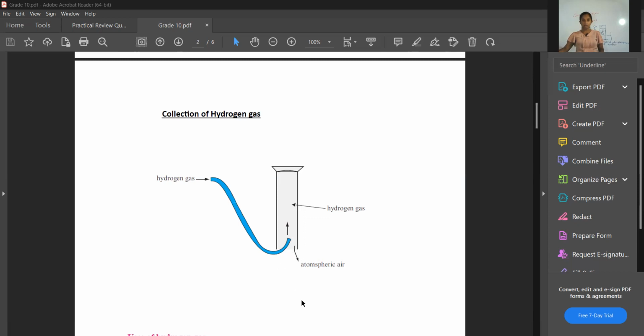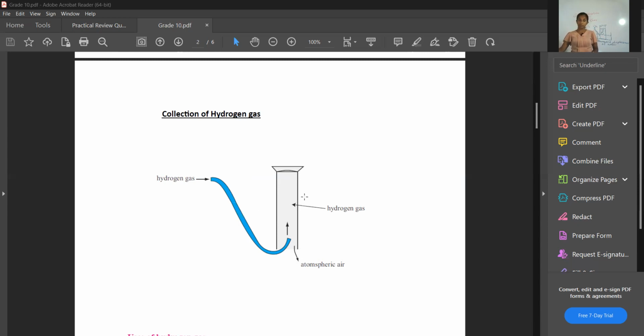The air goes down. Atmospheric air goes down, right? So we name this method downward displacement of what? Air, right? Downward displacement of air. So by this method also we can collect hydrogen gas, right?